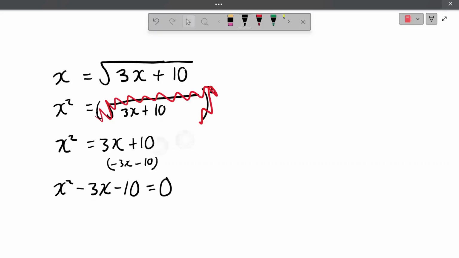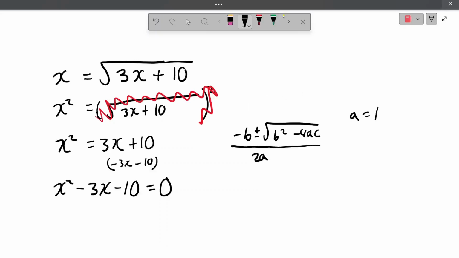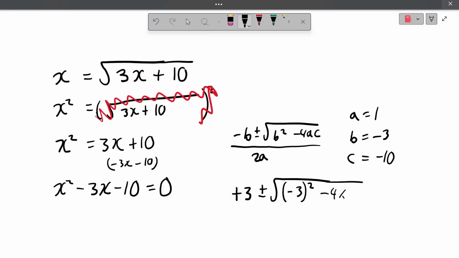Then we can use our quadratic formula, which is minus b plus or minus the square root of b squared minus 4ac all over 2a. So then a is the number of x squared, which is 1. b is the number of x's, which is minus 3. And c is the number of units, which is minus 10. So we have minus b, so minus 3, or plus 3, plus or minus the square root of minus 3 in brackets squared, minus 4 times 1 times minus 10, all over 2 times 1.